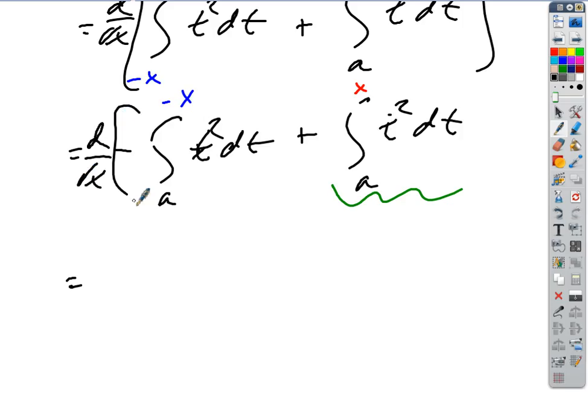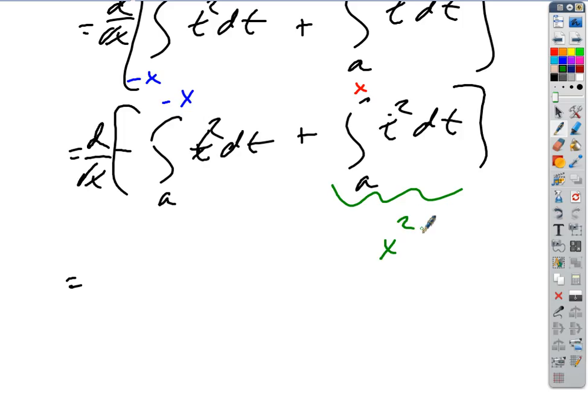Okay, so what about this? The derivative of the second term? That's just that formula we got, right? Second fundamental theorem. The derivative with respect to x of f of t dt from a constant to x is what? Not t, x squared, right? Yeah. So this part becomes x squared, right?